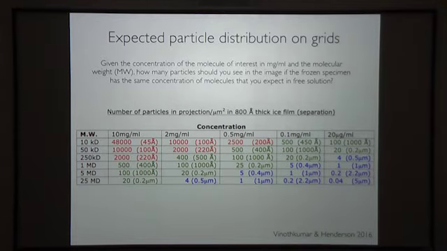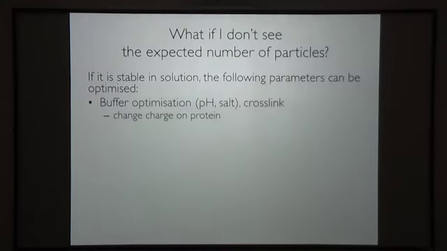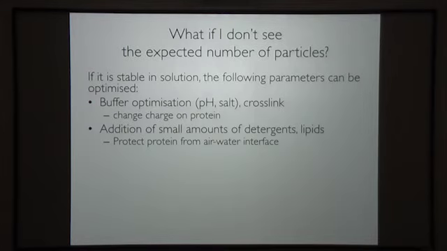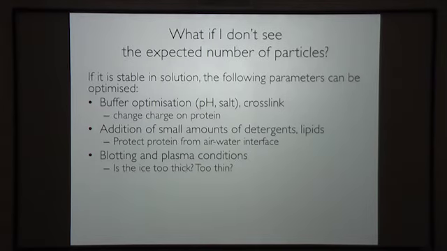So we often don't see the same number of proteins on the grids as we would expect from the concentration in solution. So what should you do if this happens? If it's stable in solution, I would suggest looking at the following parameters. First, buffer optimizations. If you change the charge of your protein, does it change where it's distributed in the ice? You could add small amounts of detergents or lipids to protect the protein from the air-water interface. You can change your blotting and plasma conditions. Is the ice too thick or is it too thin?